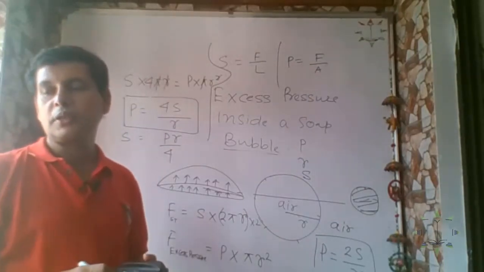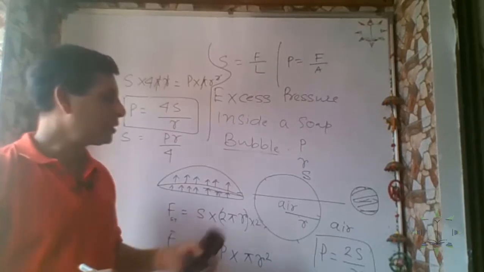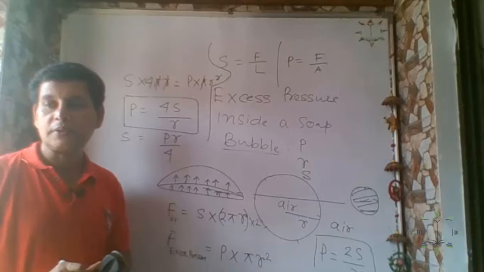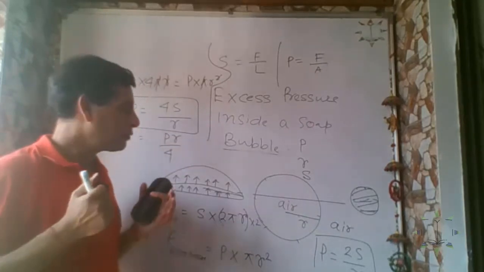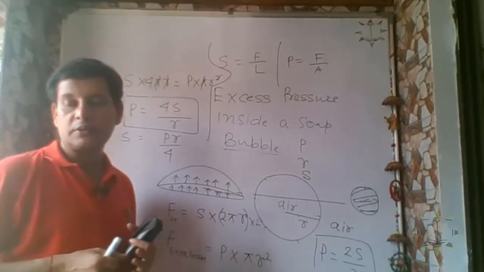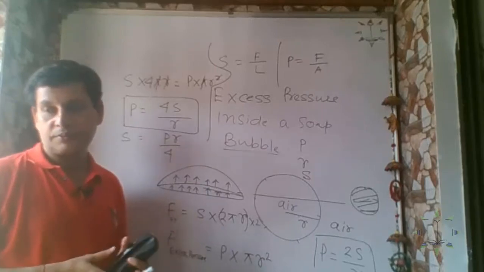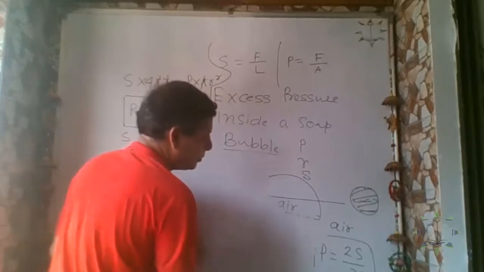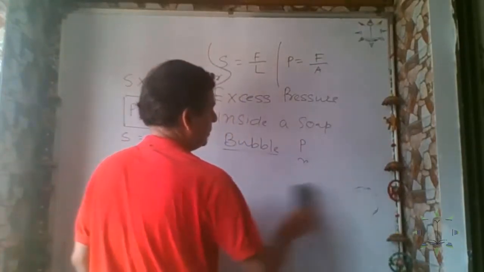How does a soap bubble exist when there is a difference in pressure? Okay, because the answer is that this force due to excess pressure is balanced because of its surface tension. Clear? Okay. Now we will move into our next topic.